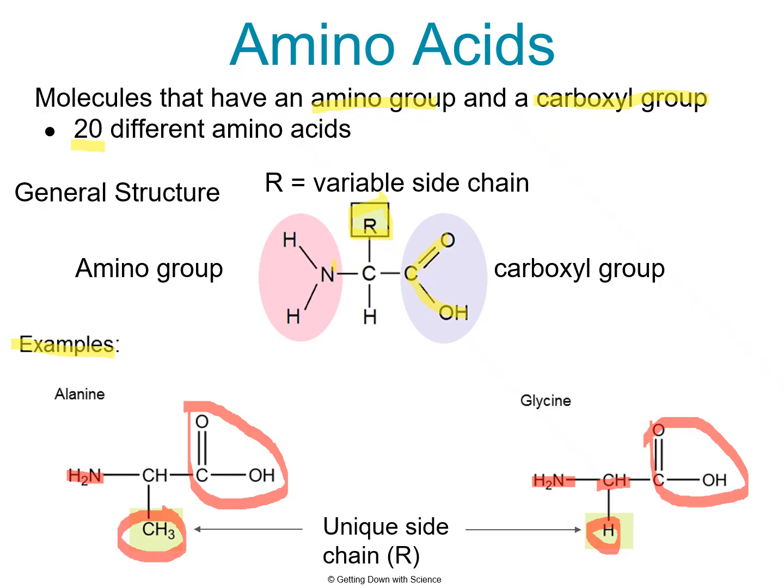Unique side chains are R chains. And whenever we talk about glycine or alanine, these are different amino acids. What makes them different? The side chain. Everything else is the same: amino group, carboxyl group, the carbon backbone. The only thing that's different with amino acids are these R chains, and that's what gives them their unique properties. And that's when scientists start naming them as different amino acids.